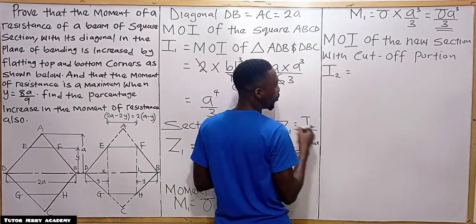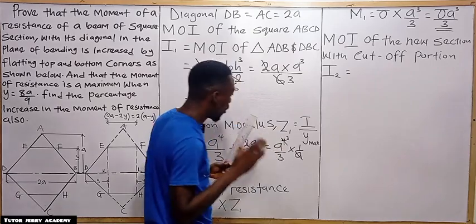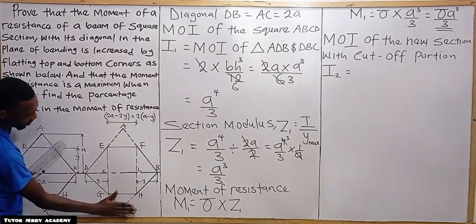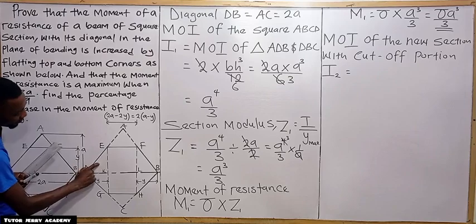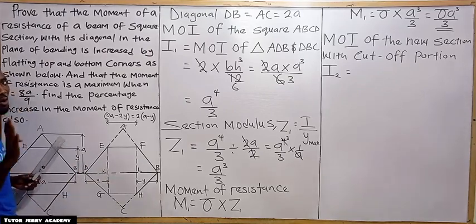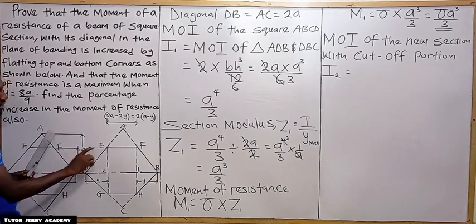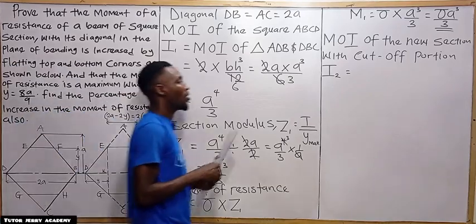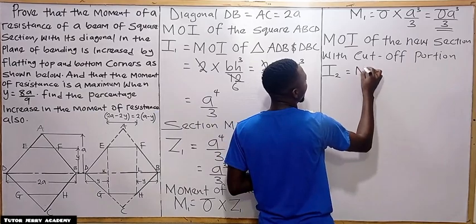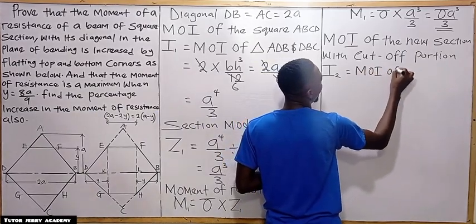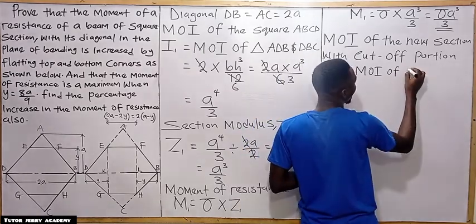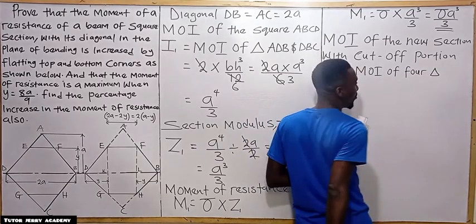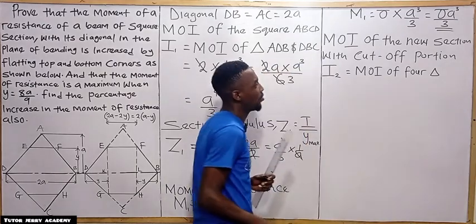All right, so this I2 is going to be the moment of inertia of how many triangles? Now we've cut off this part. So if we cut off this part, we'll be left with 1, 2, 3, 4. So we have 4 triangles here, minus the moment of inertia of the what? Of the rectangles. So it's going to be the moment of inertia of 4 triangles. And what are these 4 triangles?